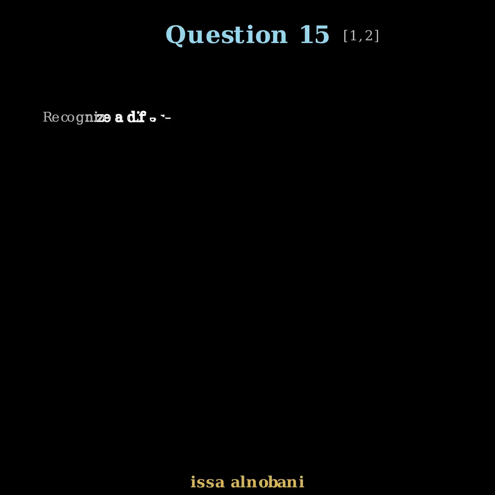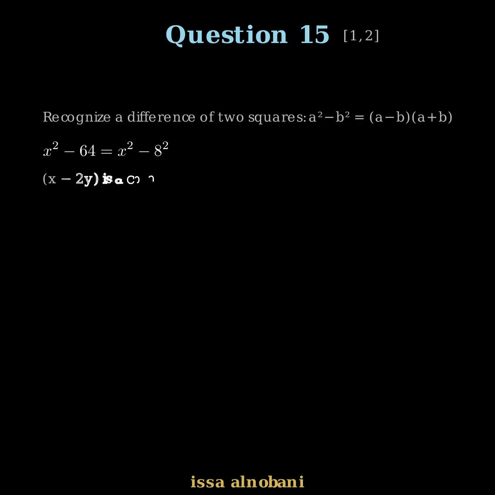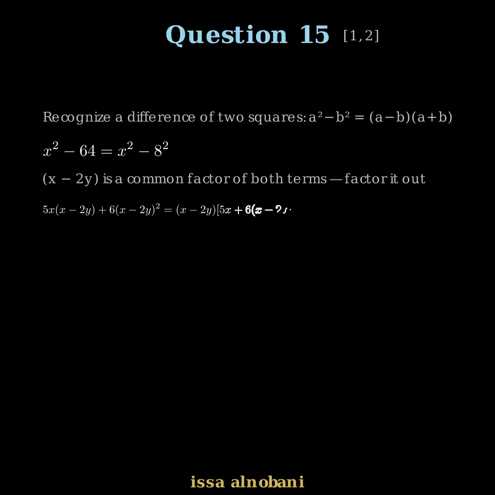Question 15. First, recognize that x squared minus 64 is a difference of 2 squares. Since 64 is 8 squared, that factors to x minus 8 times x plus 8. For the second one, notice that x minus 2y is a common factor of both terms. So we can factor it straight out, which factors to x minus 2y times 11x minus 12y.